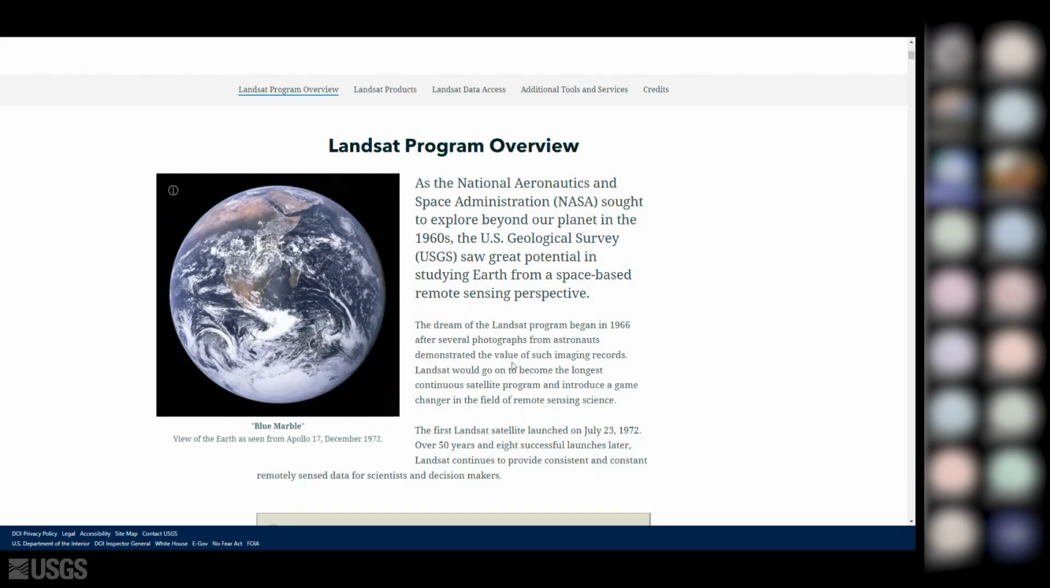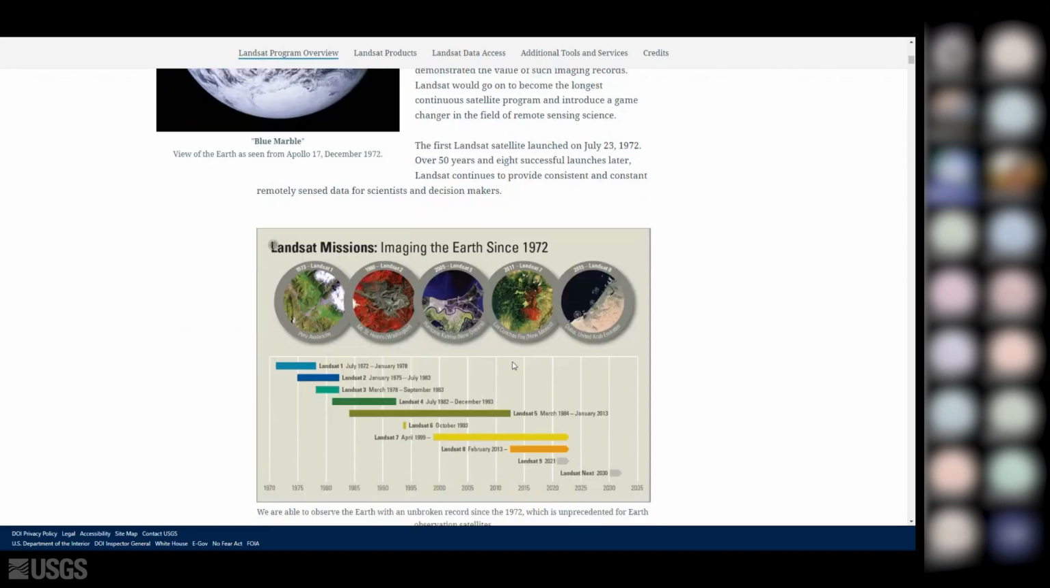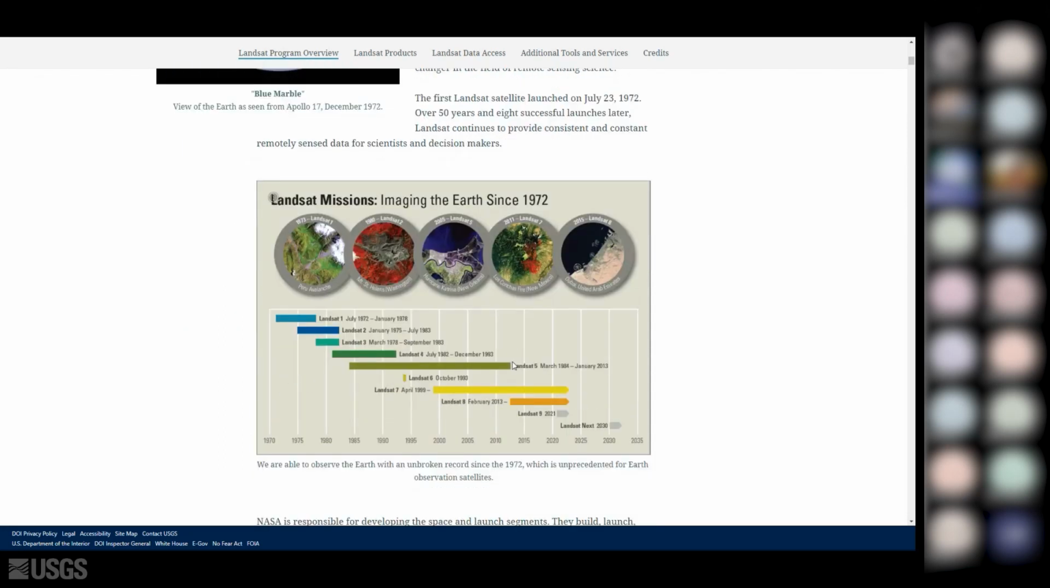Not long after, the first Landsat satellite launched in 1972. And so since then, a little over 50 years ago, there have been 8 successful Landsat satellite launches, with Landsat 8 and 9 actively imaging the Earth. The Landsat series of satellites still continues to provide consistent and constant remotely sensed data for scientists and decision makers. And so you can see here on this graphic the duration of each Landsat satellite that they acquired data, from launch to decommissioning.